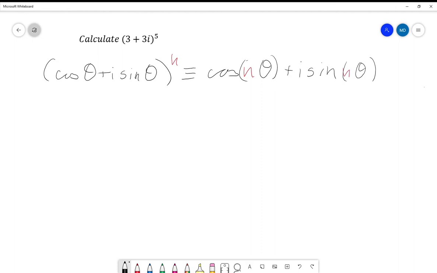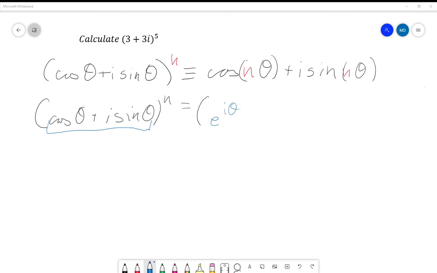Now, that might seem like a surprise, but actually it's really easy to prove with Euler's formula, or Euler's relation. All we have to do is say that cosine theta plus i sine theta to the n, well, Euler's relation tells us that cosine theta plus i sine theta, this bit in here, is just e to the i theta, all to the power of n. And then power laws tell us that that is just e to the i n theta.